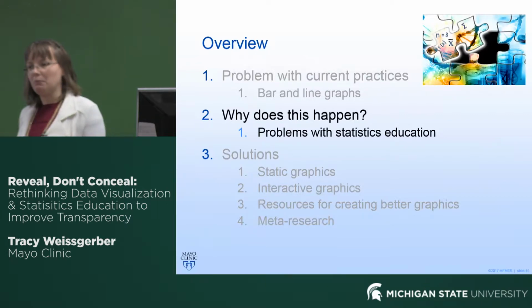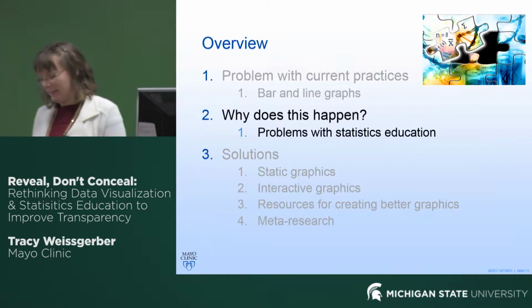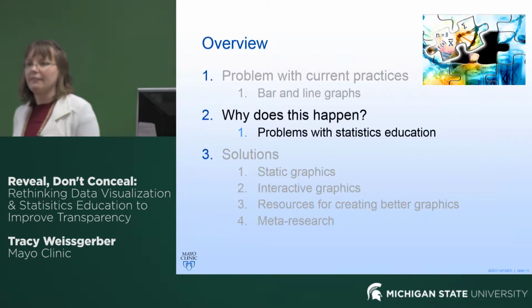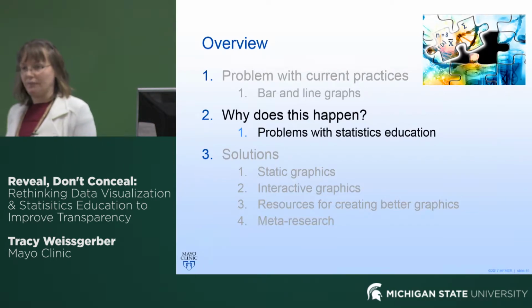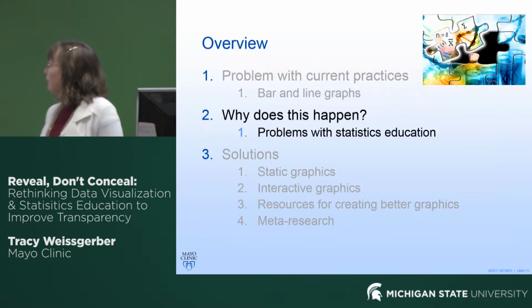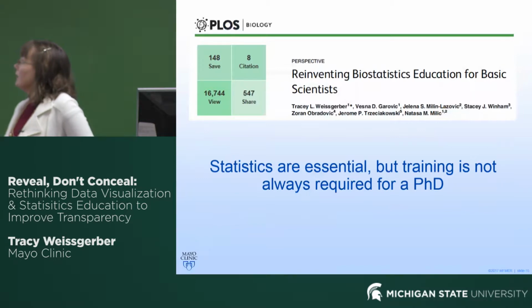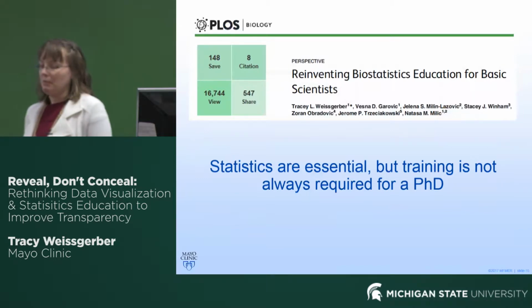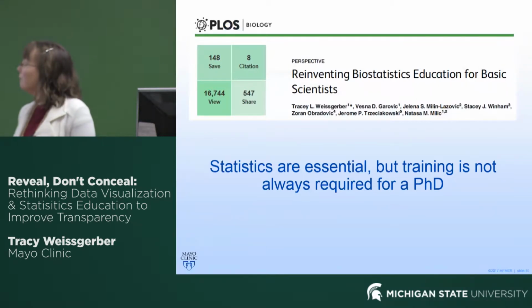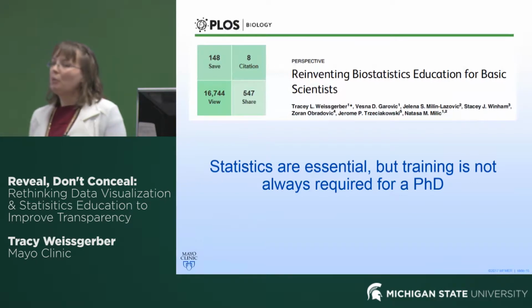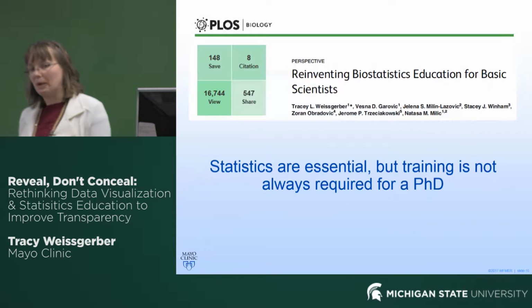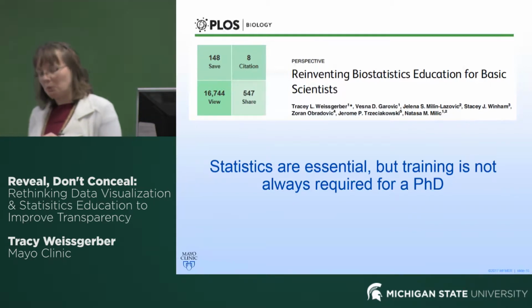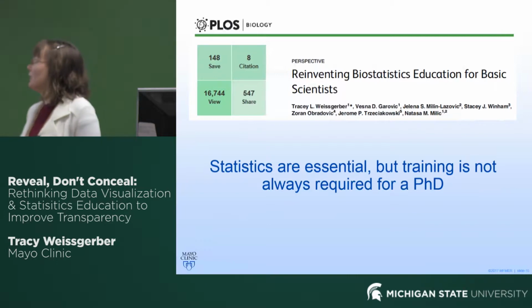How do we get to a place where the practices that we follow as basic scientists are things that people with more training in statistics and in data visualization would say are completely inappropriate? In a second paper that we published in PLOS Biology, one of the things we found was that while statistics are essential for anyone who is reading papers or publishing in the basic sciences, statistics training is not always required for a basic sciences PhD.